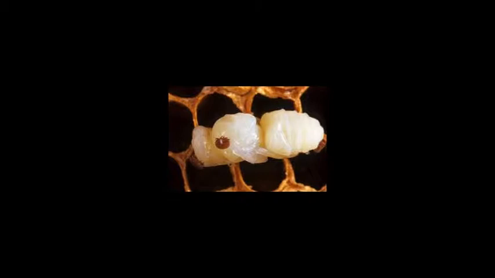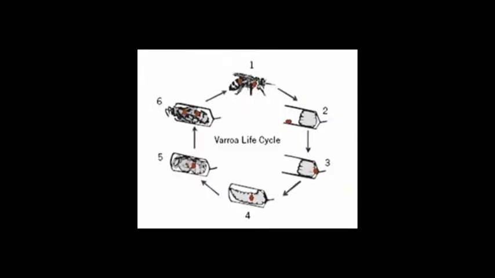One of the big problems with the varroa mite is not that the mites actually kill the bees, but what they do is they vector, or they carry, viruses. And they can carry as many as 6 different viruses that they can then inject into the baby bees, into the larvae as they're growing.